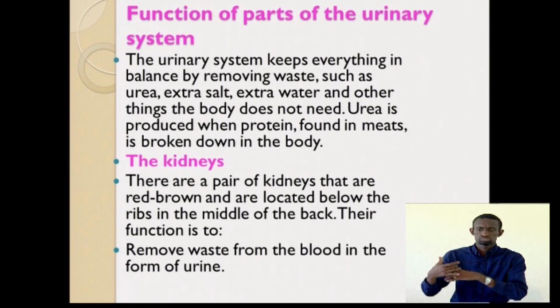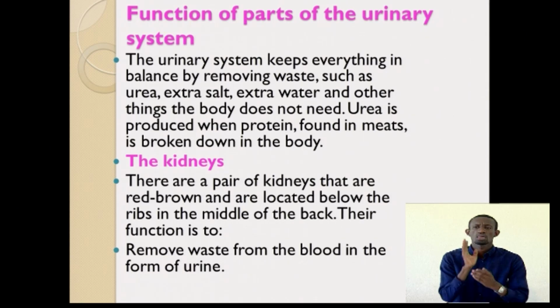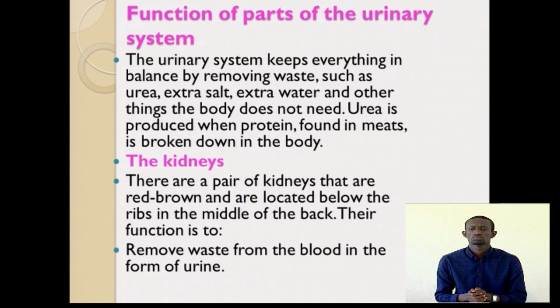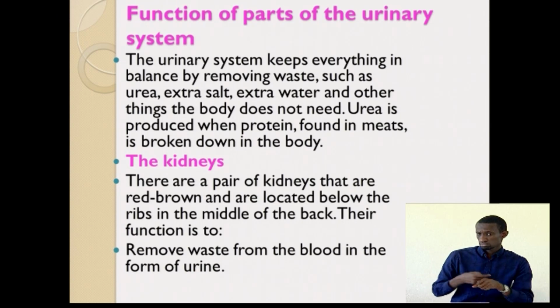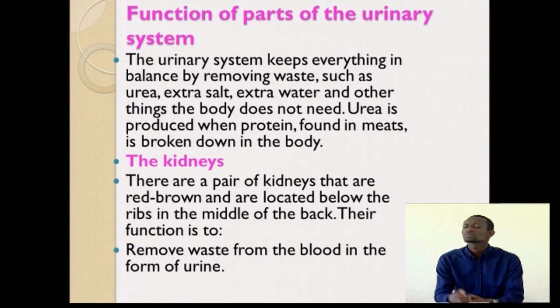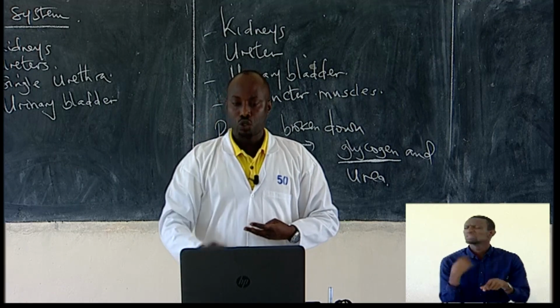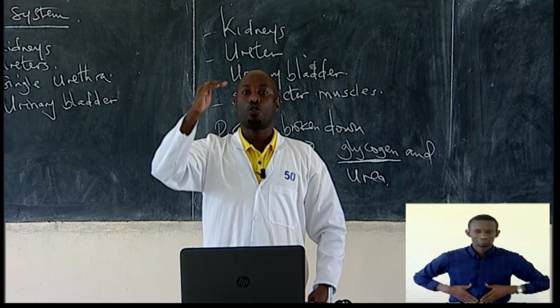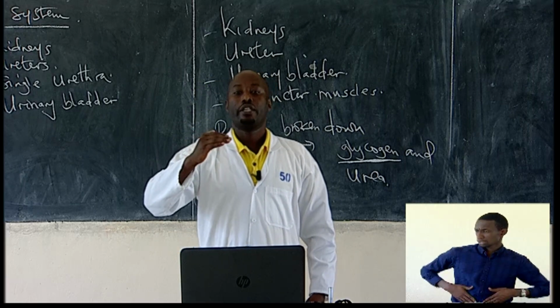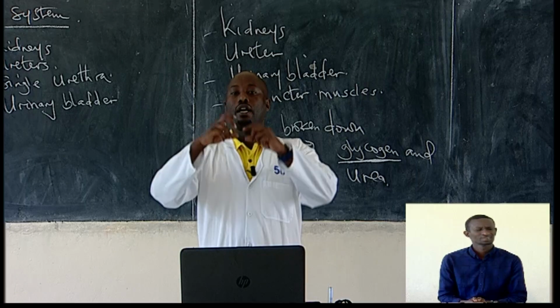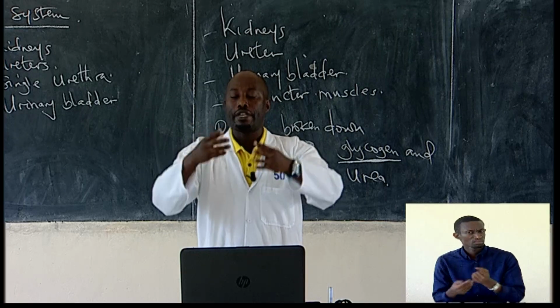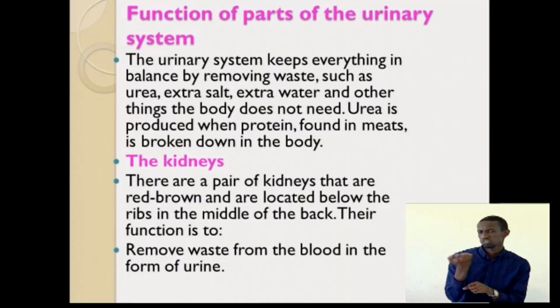The process of removing urine from the body, or draining urine from the body, is referred to as urination. So removing waste from the blood in the form of urine is normally done by the kidneys. So it means that when the kidneys are not functioning properly, the filtering and removal of wastes from the blood is not going to be done properly.